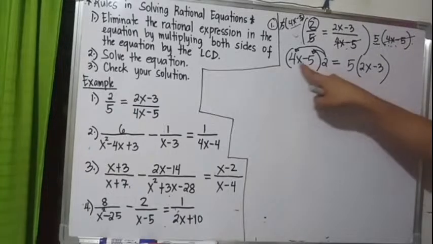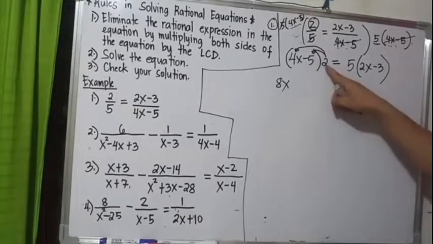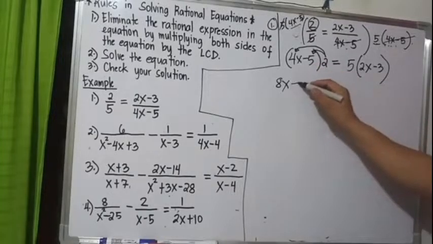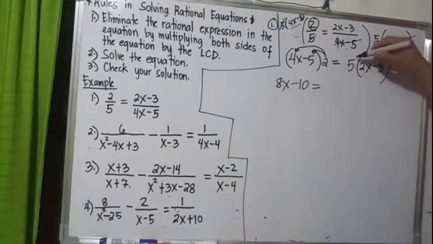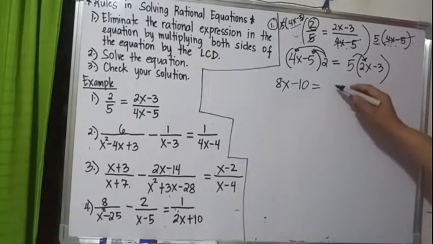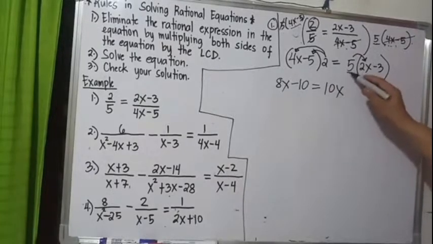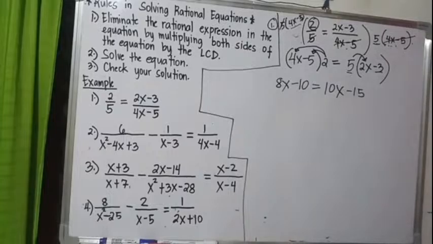So 2 times 4x, that is 8x. Then 2 times negative 5, that is negative 10. Then equals, then itong 5 distribute natin. So 5 times 2x, that is 10x. Then 5 times negative 3, that is negative 15. Then combine like terms. Ano yung like terms? The same variable and the same exponent.